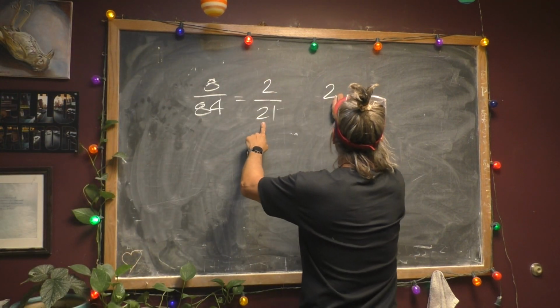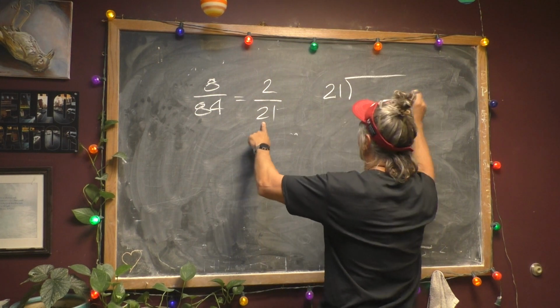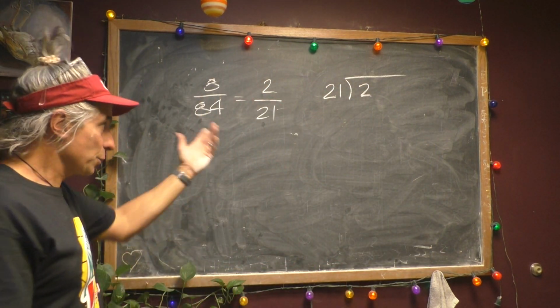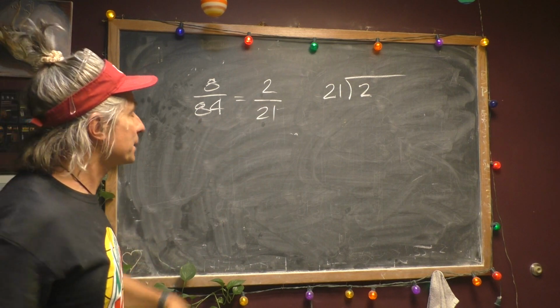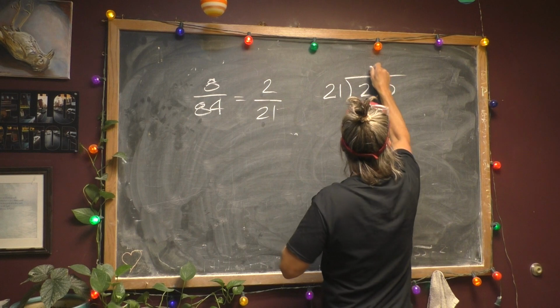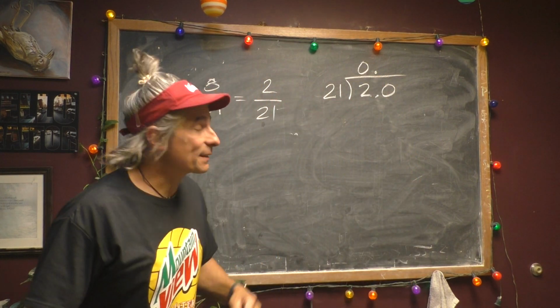We're dividing 21 into 2. So all we've got to do is do the algorithm. 21 divided into 2. Now, it's going to be a very small number, so we have to add a place, so we know it's going to be less than 1.